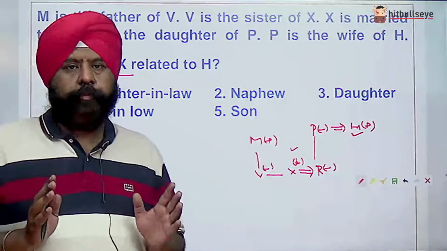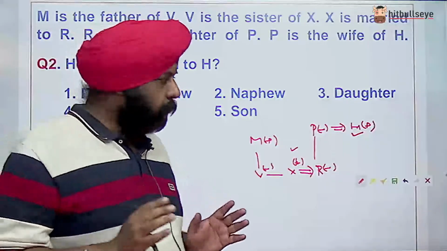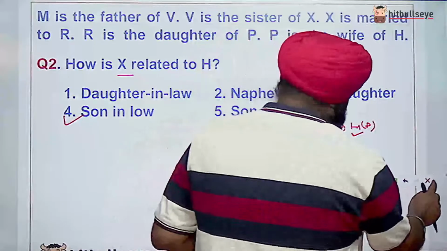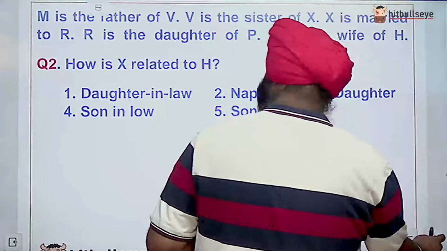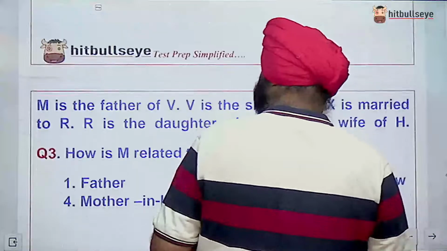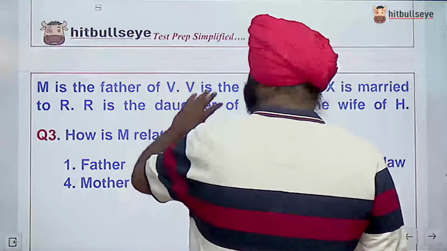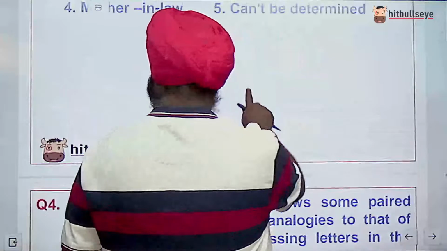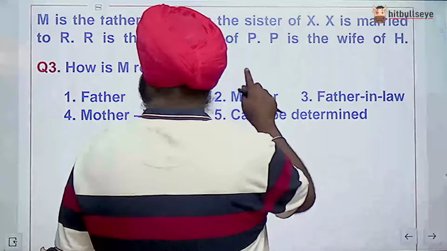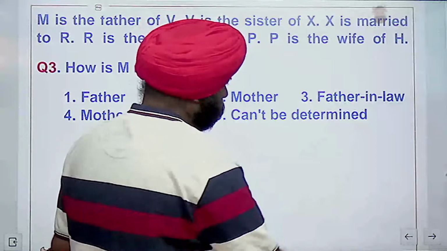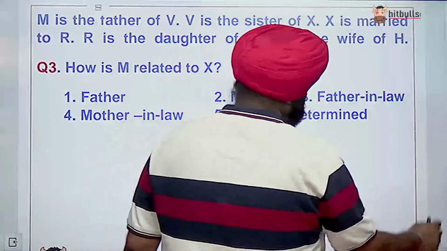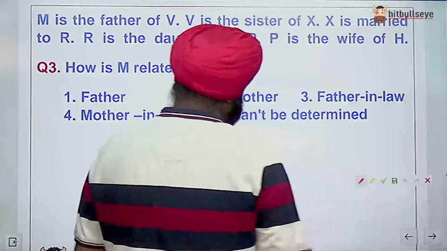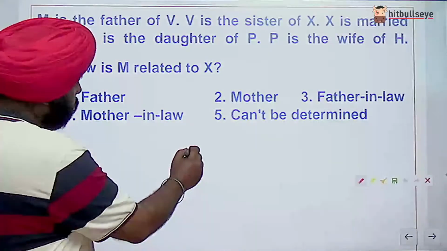So let us move to the next question of this type. Question number 3, just have a look at it. I again draw. M is the father of V.